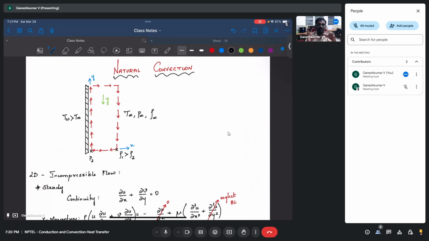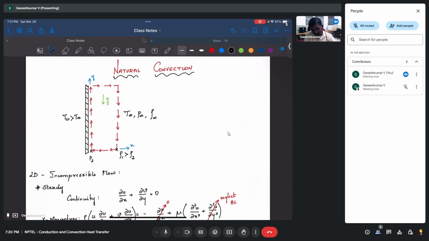But here, the velocity itself is a result of the thermal energy equation. So we cannot really decouple these two. We have to solve them together. That is the additional complexity you will have with natural convection, because the velocity field is generated by the temperature gradient.